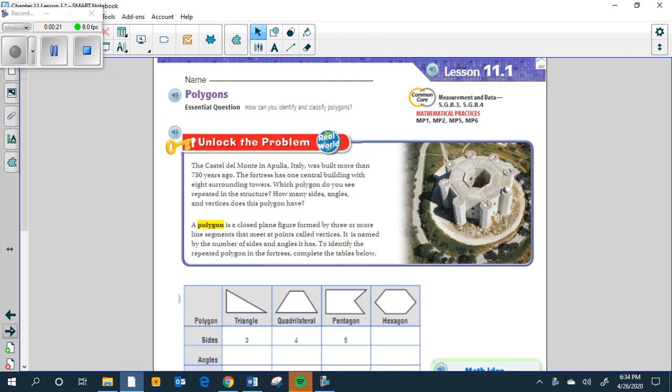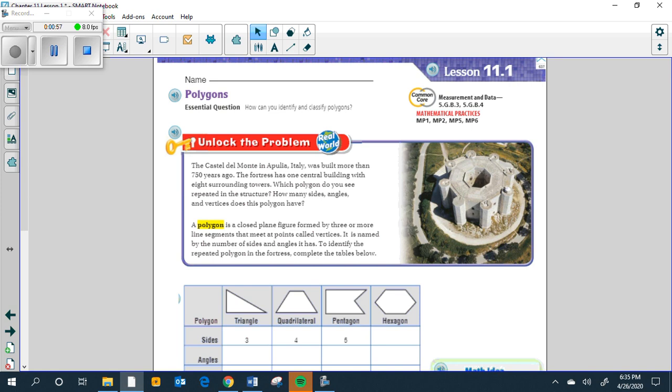Today's lesson is about polygons, and our goal is for you to be able to identify and classify polygons. Let's unlock the problem together. The Castle del Monte in Apulia, Italy, was built more than 750 years ago. The fortress has one central building with 8 surrounding towers. Which polygon do you see repeated in the structure? How many sides, angles, and vertices does the polygon have?